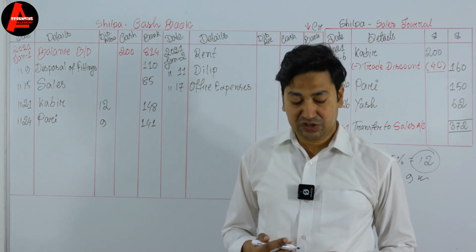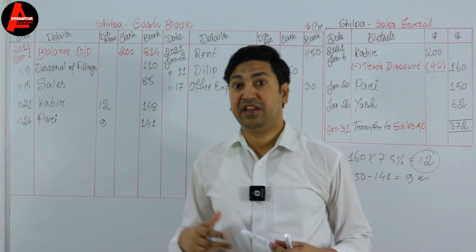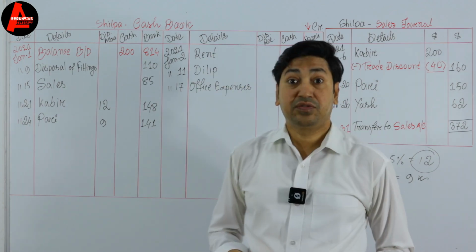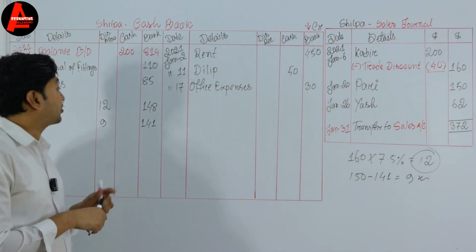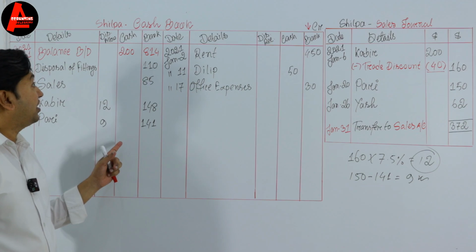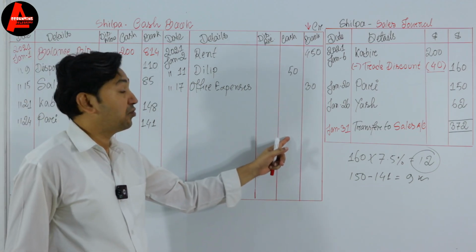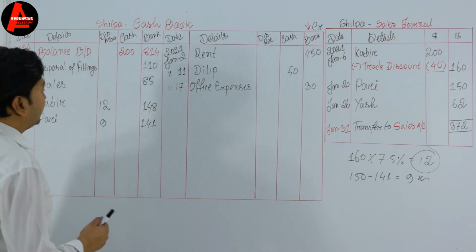Okay, now what to do? Now we need to balance this account. How to balance? The balancing part is not complicated, you just need to understand it. First of all, we have to check which column is greater. We will do the cash column first. So here we will check the cash column on the debit side and on the credit side. Which column is greater? We see the debit cash column is greater.